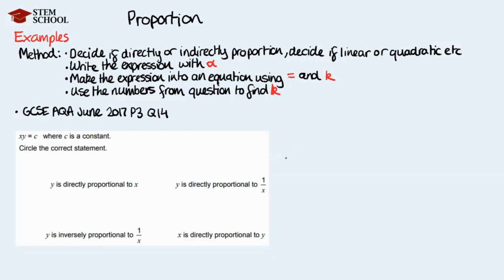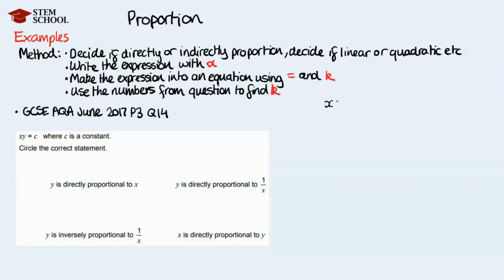And this is a multiple choice question, but it is still quite similar in the fact that we have to use a similar method, okay? So we're told that xy is equal to c, where c is a constant. So that's similar to how we used k as a constant in the formula before. And what we need to do is circle the correct statement. So essentially, we need to rearrange this equation to find out what the relationship between the two variables x and y is. So let's do that.